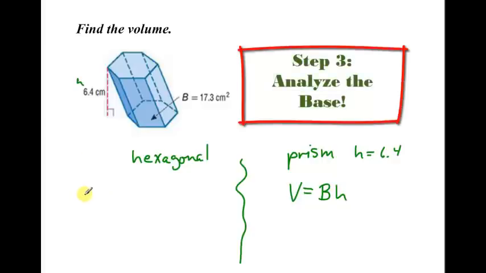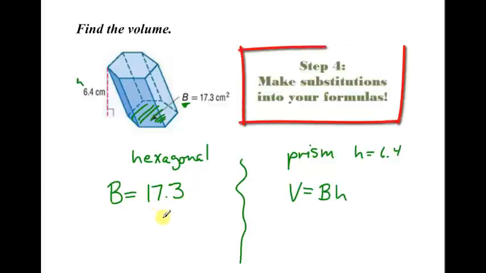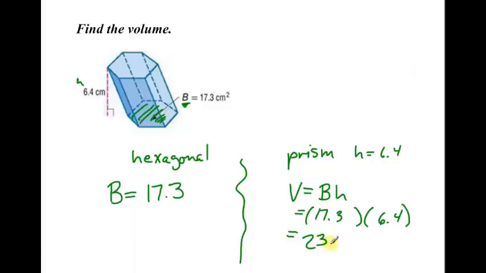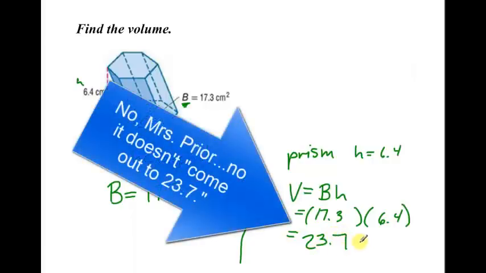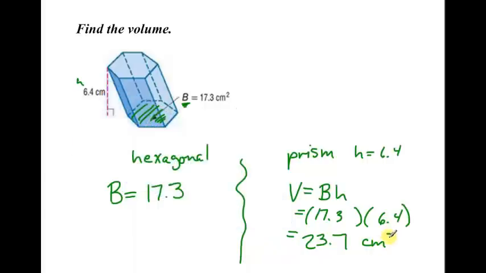And this is a little bit unique. Usually they make us figure it all out, but look what they gave us. They gave us the base area. They told us all this area here is 17.3. So I'm pretty much just going to write that down and use it as I plug into my formula. So plugging in base area 17.3, height of 6.4, and then just run that through the calculator. And that comes out to 110.7, and then we have our cubic centimeters there.